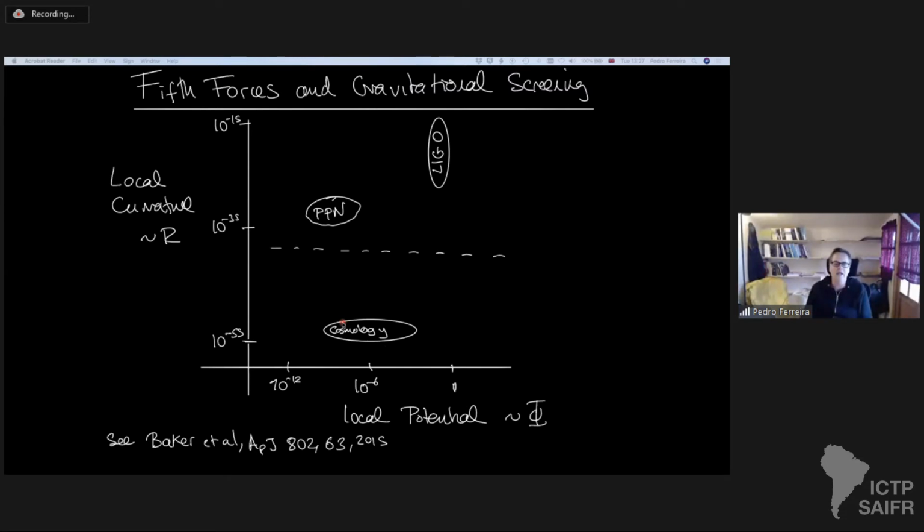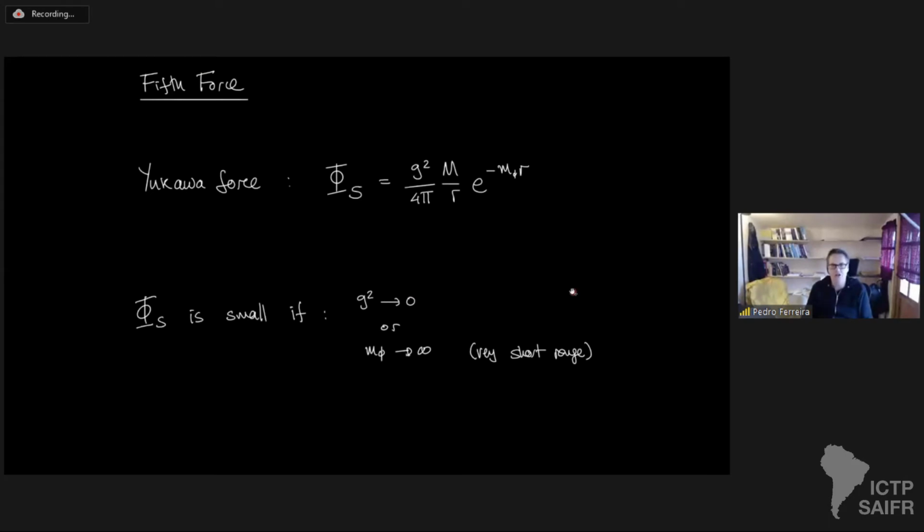But before I do that, let me give you a cartoon description of a fifth force. A fifth force typically has this form. It has a gravitational potential. This is 5 for fifth force, not the 5 dimensions. It has an amplitude, let me call it g squared. It'll depend on the mass of the object, and then there will be a range, the range of the fifth force. This is what's known as a Yukawa force.